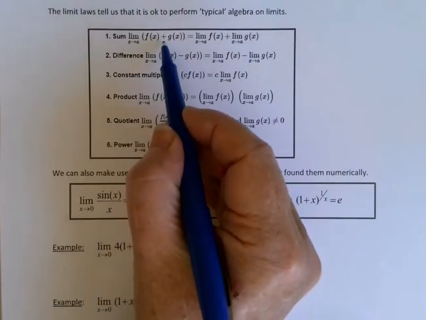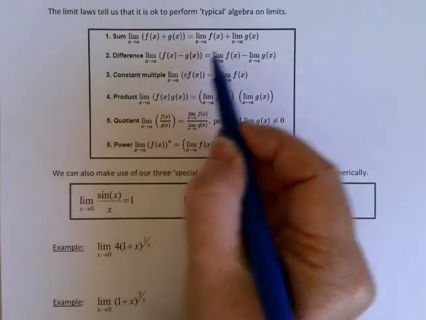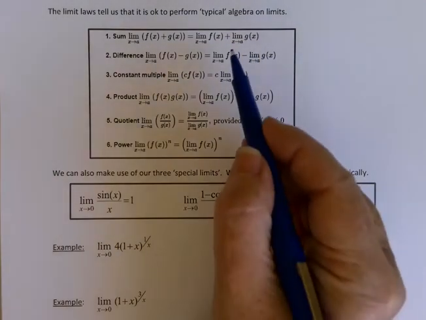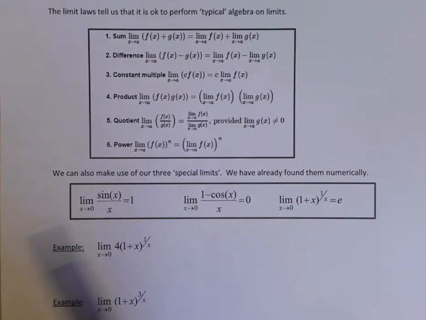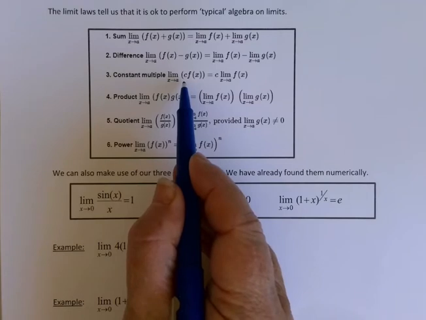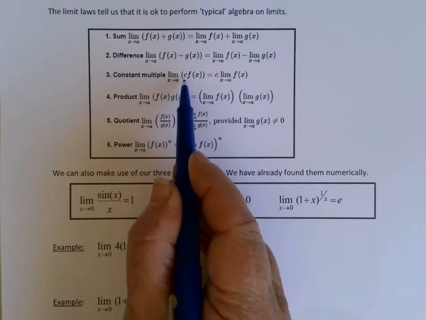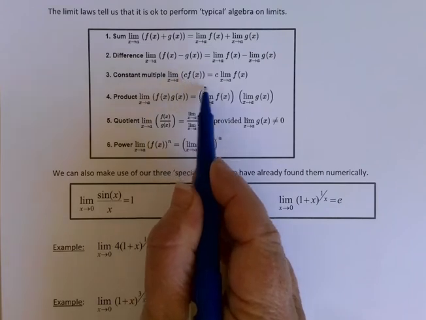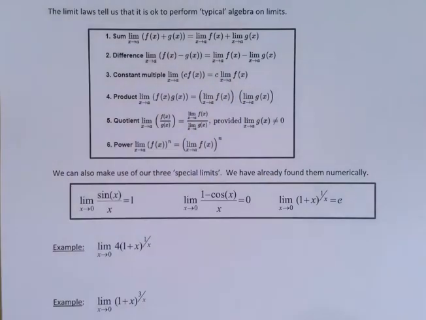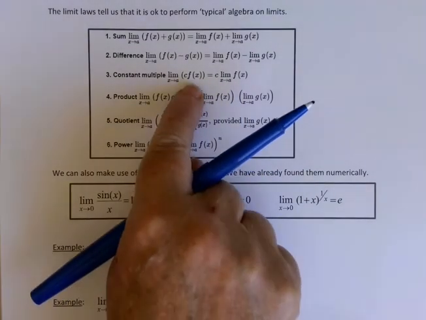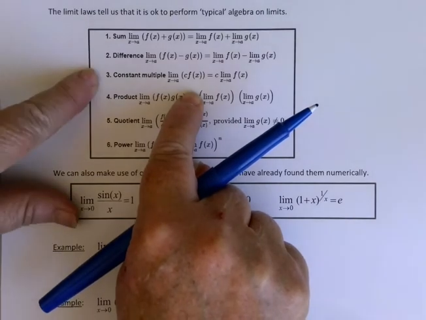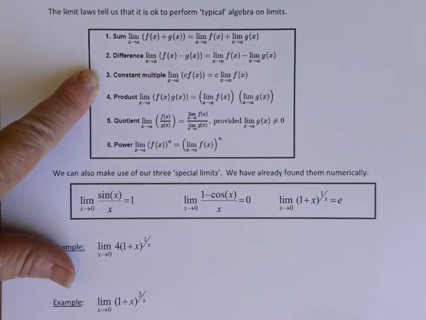If you have the limit of the sum or difference of two functions, you can just split it up. You can evaluate the limit of the first and the limit of the second and add or subtract them. Here's one that we're going to see a lot this semester. If you have a constant multiple of a function, that constant multiple can in a sense be pulled out of the limit. You can just have the constant times the limit of the original function. We'll see the same three principles actually at work over and over again when we do not only limits, but eventually when we do derivatives and integrals.